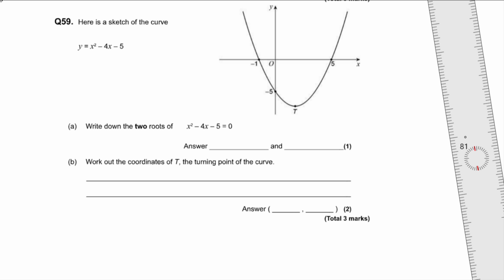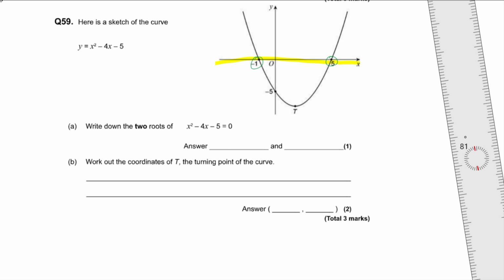Question 59, here is a sketch of a curve, y equals x squared minus 4x minus 5. Write down the roots of this graph. Well, again, the roots are where it passes through the x-axis, and they're already marked on the diagram here, aren't they? You've got one there, and you've got one there, and they've already given the values to you. They're minus 1 and 5.